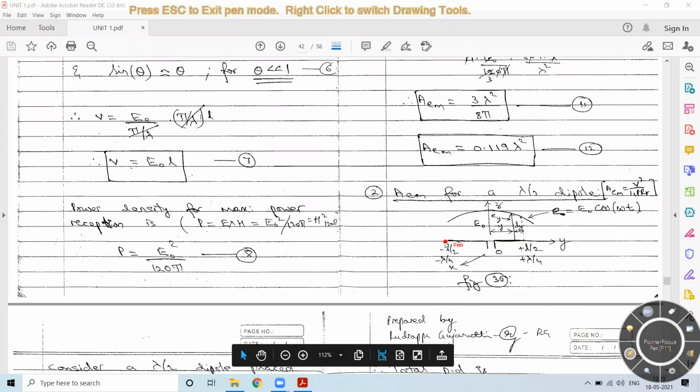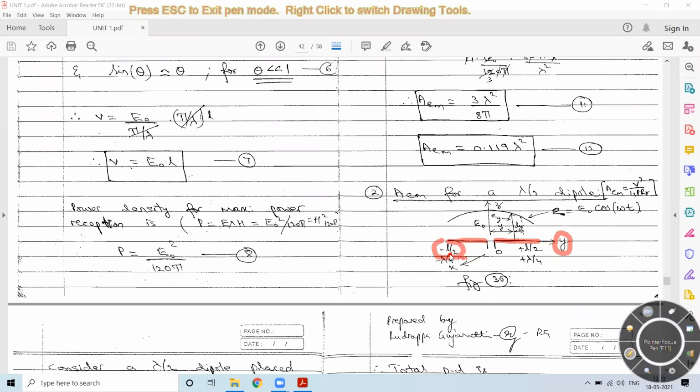Now, we assume that this dipole is placed along the y-axis such that half of its length is on the negative axis and half of its length is on the positive axis. Therefore, these values at the ends will be minus L by 2 and plus L by 2. But what is L equal to in this case? It is equal to lambda by 2, that is, the overall length of this antenna is lambda by 2. When we substitute it over here, this end will be minus lambda by 4 and this side will be plus lambda by 4. So this is with respect to all these values.